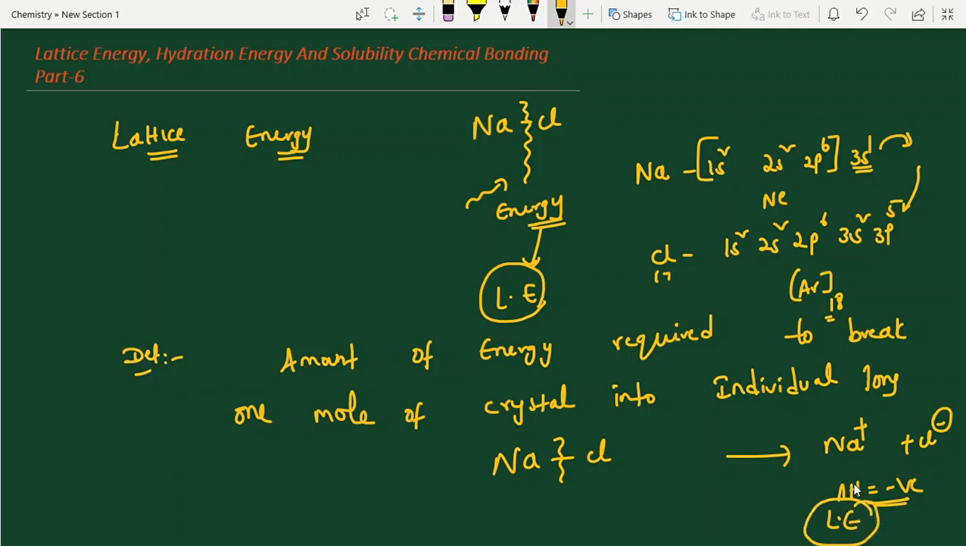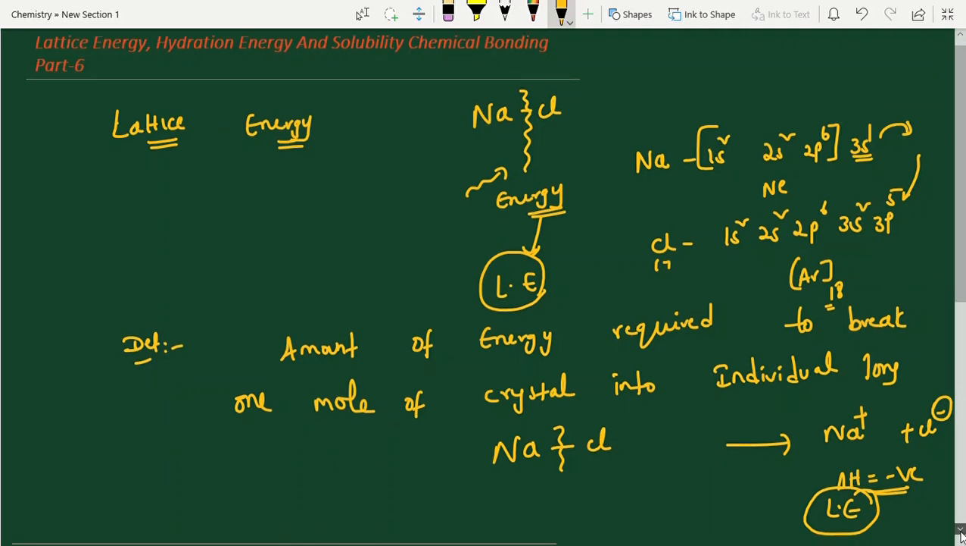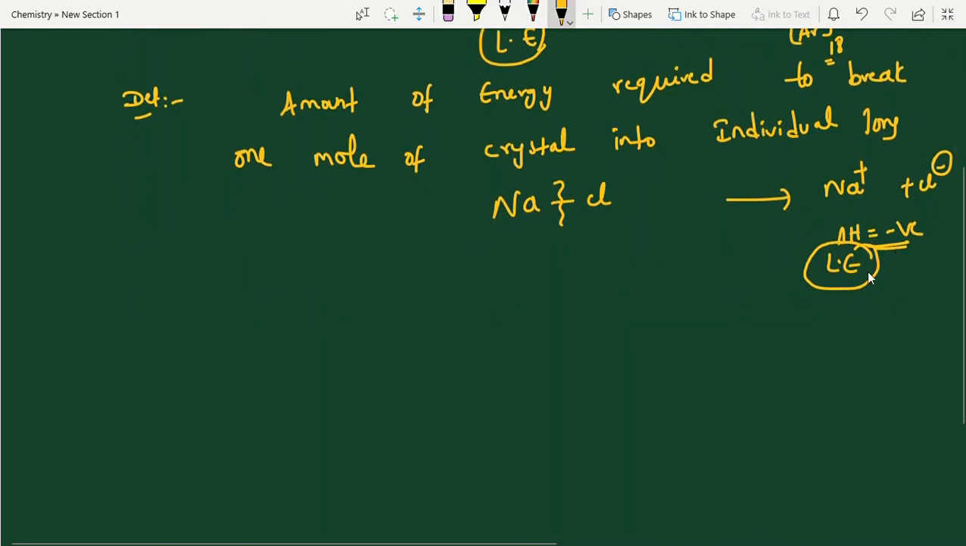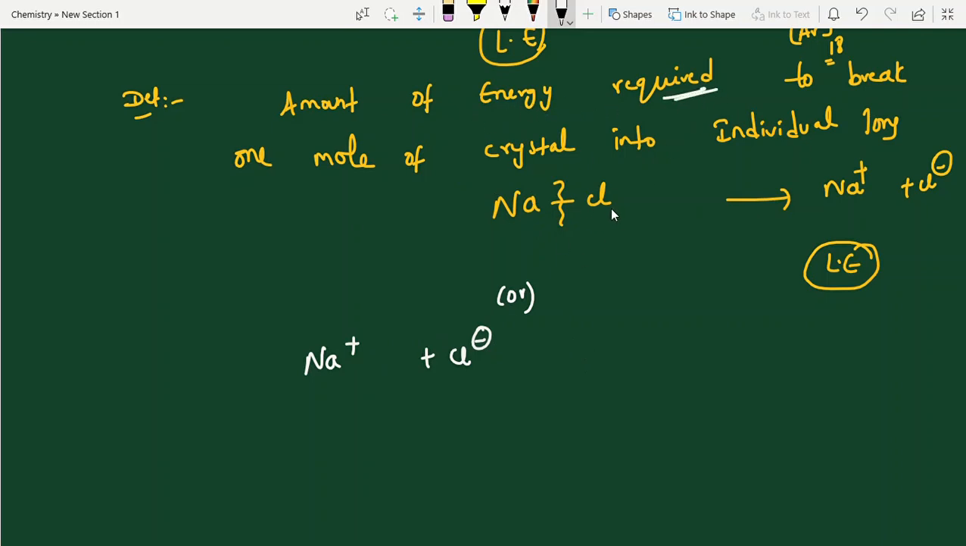Clear? Now next one. There is another way also to give the definition. What is the other way, students? Energy is releasing. Just write: energy releasing is nothing but that energy we call lattice energy. Another way of definition is to take the reverse. Suppose you have taken individual ions. Breaking the crystal is endothermic, students. Why? Because the amount of energy required means we are giving it, which is endothermic. When the system takes energy, it is endothermic.